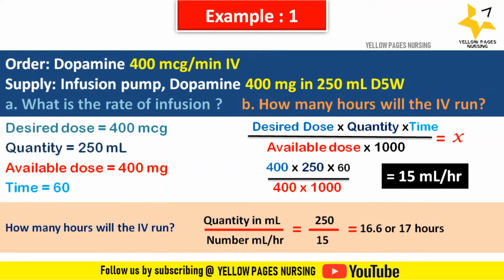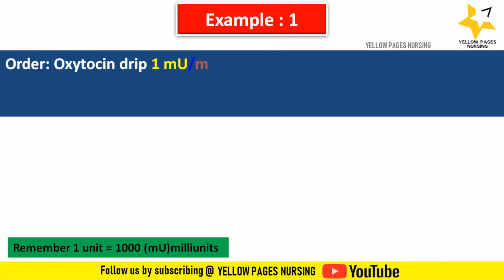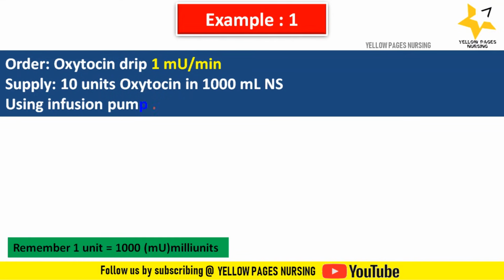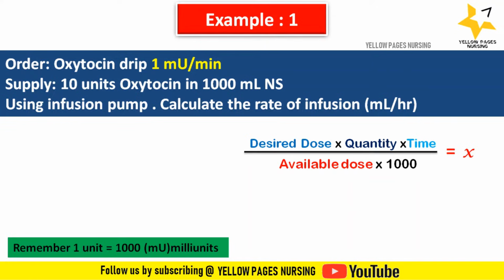Next example, to convert milliunit per minute to ml per hour. Doctor's order: oxytocin drip 1 milliunit per minute, supply 10 units of oxytocin in 1000 ml NS using infusion pump. Calculate the rate of infusion, that is ml per hour. Here the formula is desired dose multiplied by quantity multiplied by time divided by available dose multiplied by 1000, which gives X.